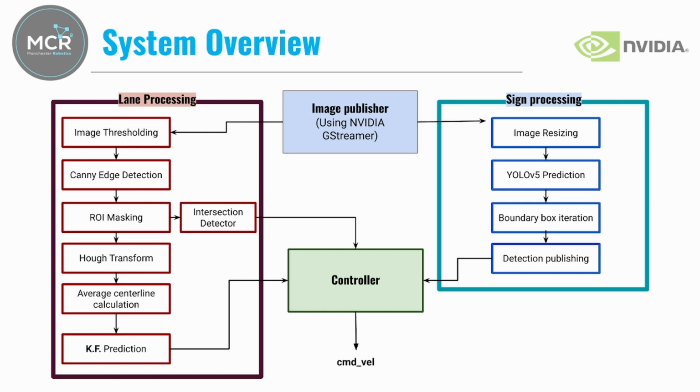The lane processing node subscribes to this image and determines the center of the line and thus the offset to set center. It also determines if the robot is at an intersection. The sign processor uses an image classifier to determine the signs in the image and passes this information to the controller, which determines an output control speed.